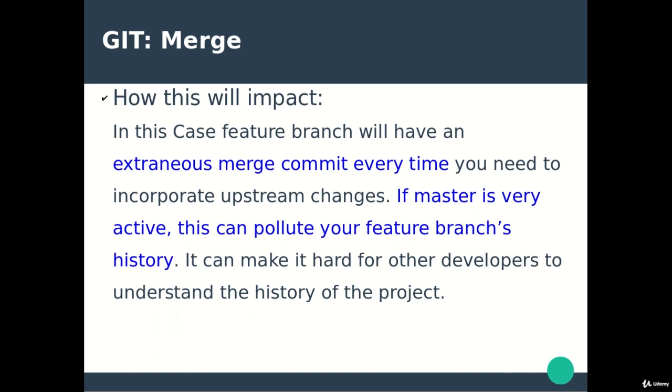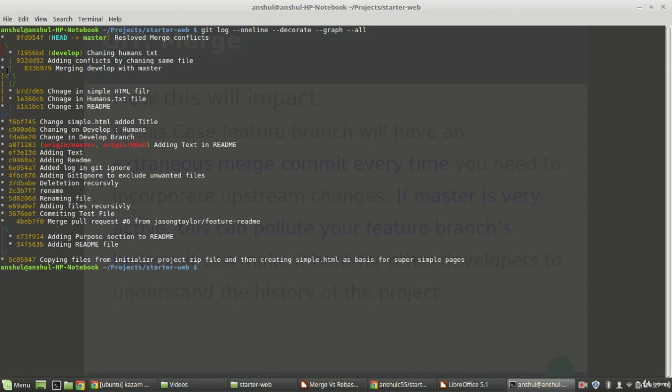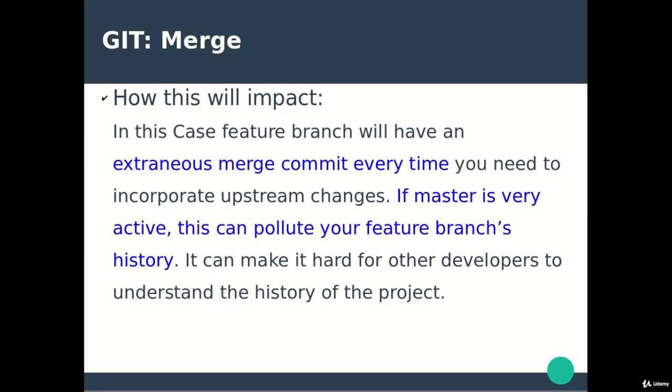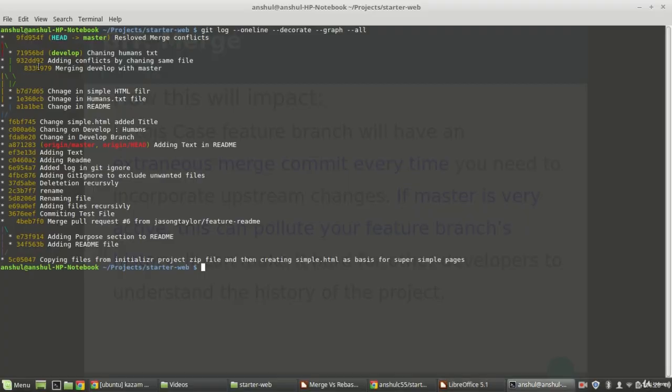It may be possible that you will get hundreds or thousands of commits on a master branch in a day, right? And when you merge the master branch with your feature branch, this can populate your feature branch history, and definitely it is impacting, right? And it can make it hard for other developers to understand the history of the project. It is simply playing with your history.